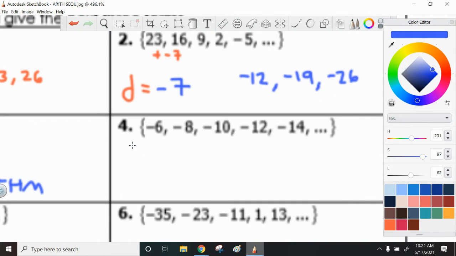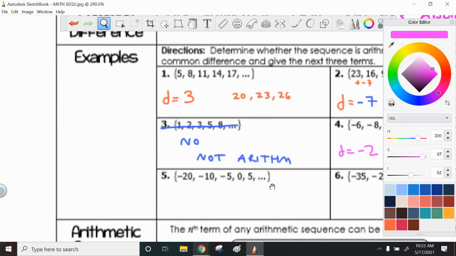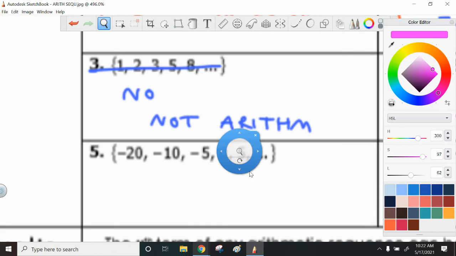Number 4, are we adding the same thing every time? What do you think the difference is, Jamiris? Negative 2. Yep. What would come next? Negative, this is boring. Negative 16, negative 18, negative 20. Easy. Now, we'll do one more. What about number 5?